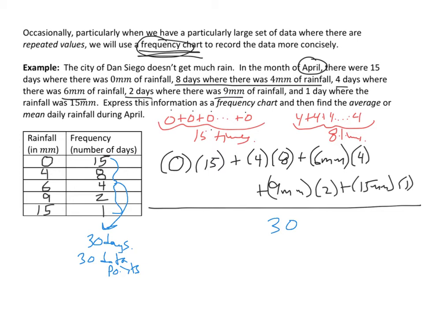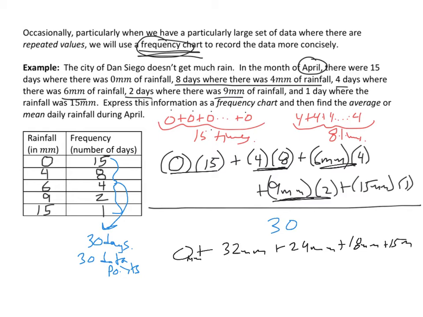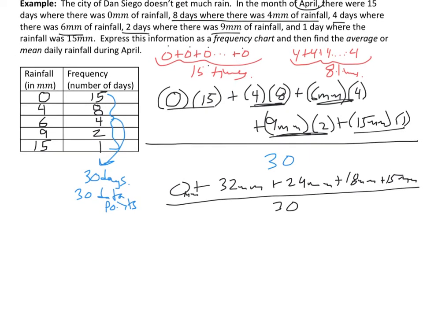So when I go to compute this thing, I'd say, well, I had 0 millimeters from all of those days. I had 32 millimeters from all of these days. I had 24 millimeters from all of these days, 18 millimeters from all 2 of these days, and 15 millimeters from that one day that we got so much rain. Wow, almost a little more than half an inch. And then we add all these things up, right? These 2 give me 50, this is another 39, so that's 89 millimeters divided by 30.